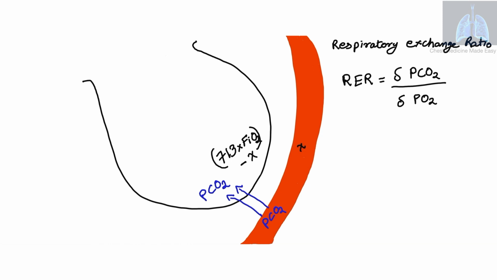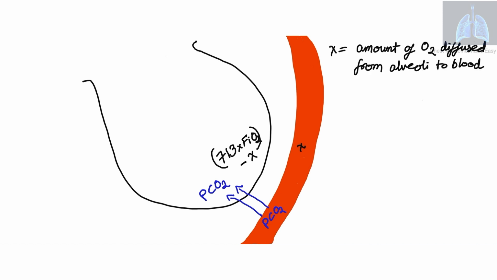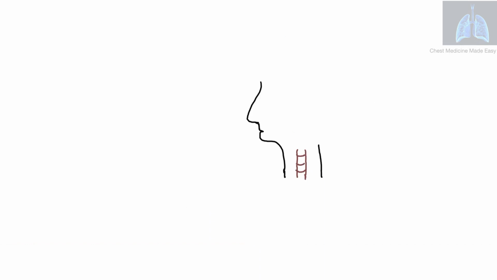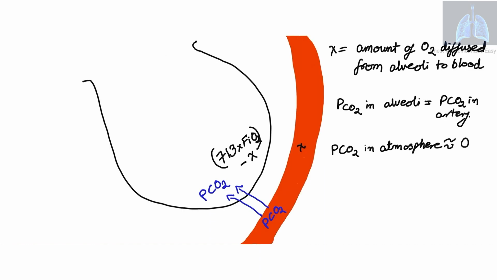For a regular mixed diet, the value of the respiratory exchange ratio is approximately 0.8. Now this is based on calculations with the respiratory quotient, which you can read up on. So X is the amount of oxygen diffused from the alveoli to the blood. We said the PCO2 in the alveoli is equal to the PCO2 in the artery, and the PCO2 in the atmosphere is nearly zero.